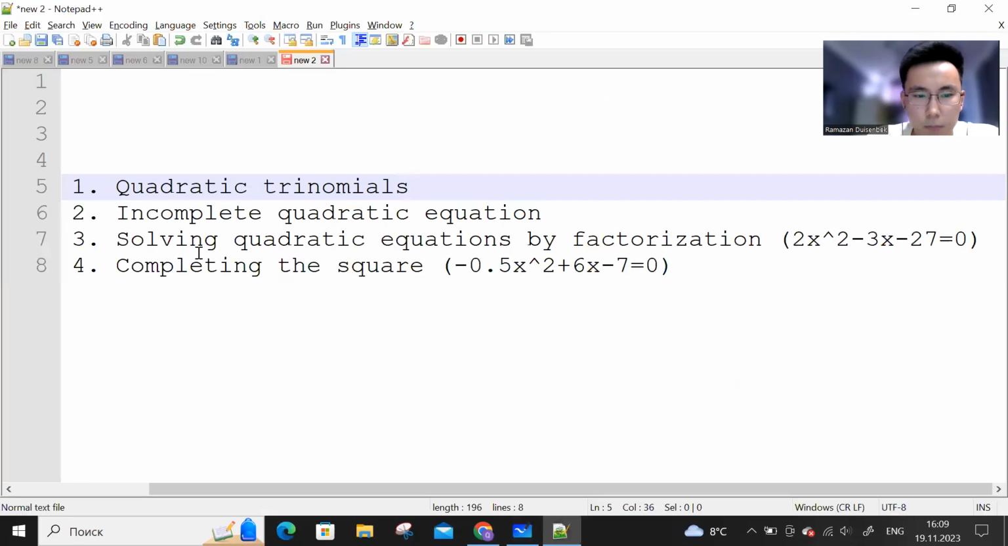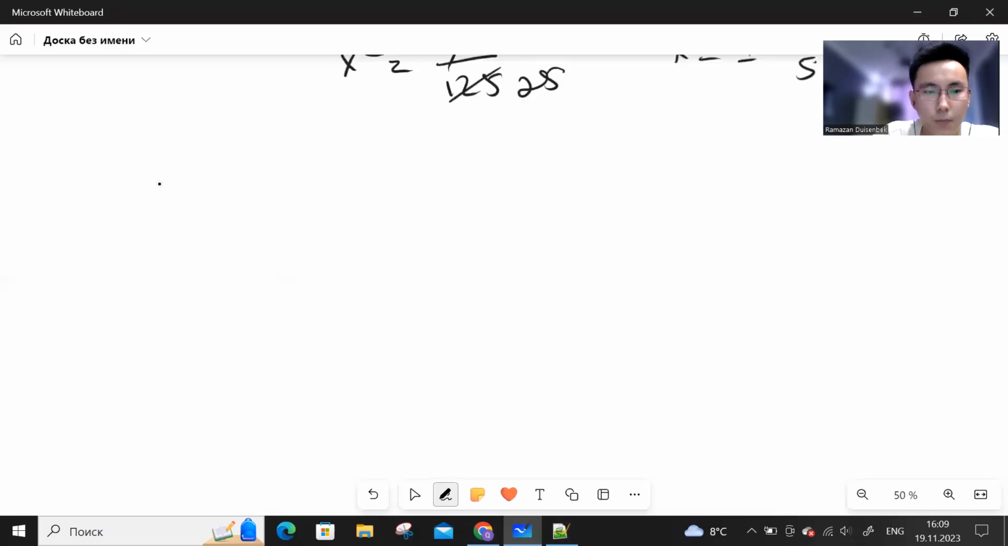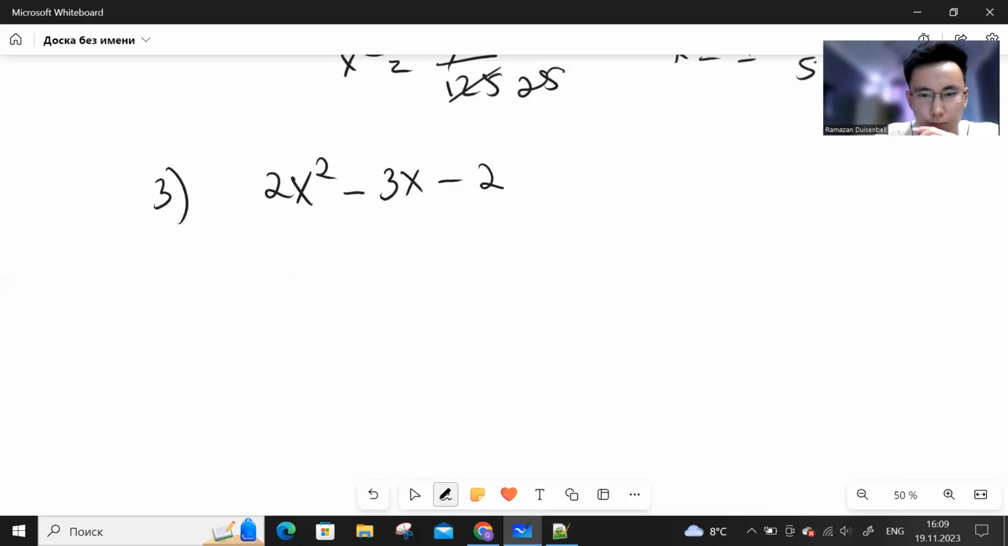Дальше. Solving квадратное уравнение через factorization. Хорошо. 2x squared minus 3x minus 27 equals 0. Это мы должны решить с помощью factorization. То есть, вы помните, да? Этот минус 3х мы можем написать как минус 5х плюс 2х, или минус 4х плюс х, или минус 2х и минус х. То есть, много комбинаций.